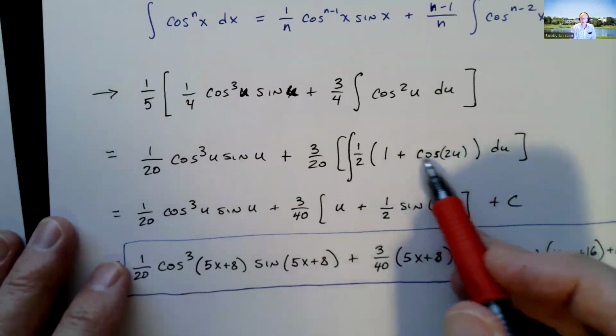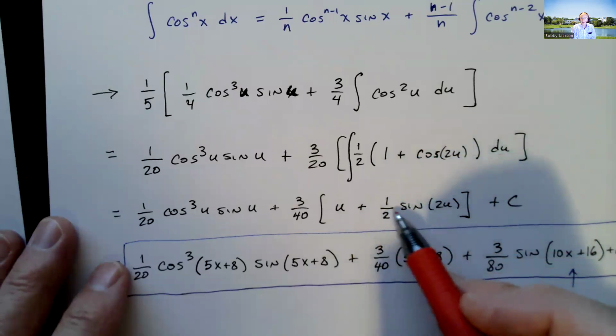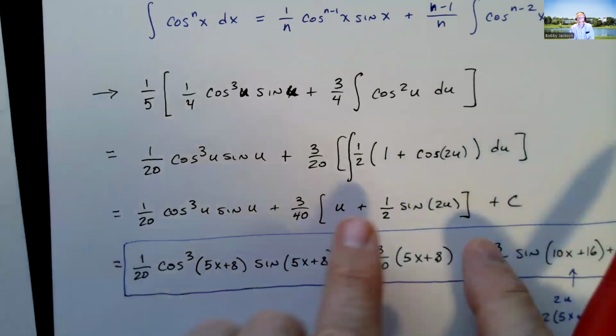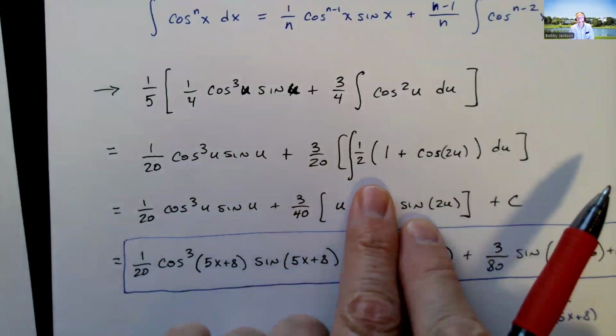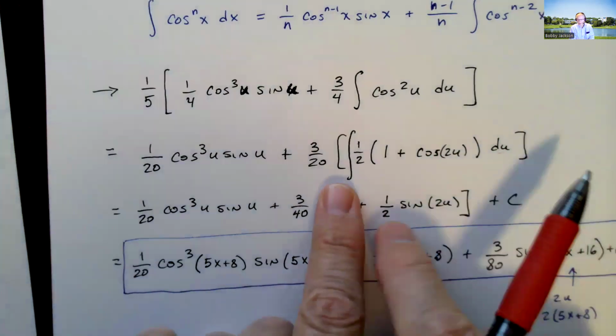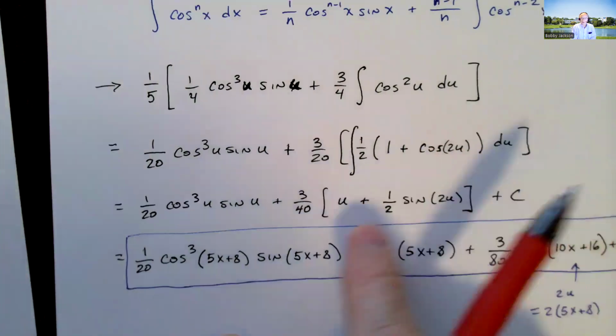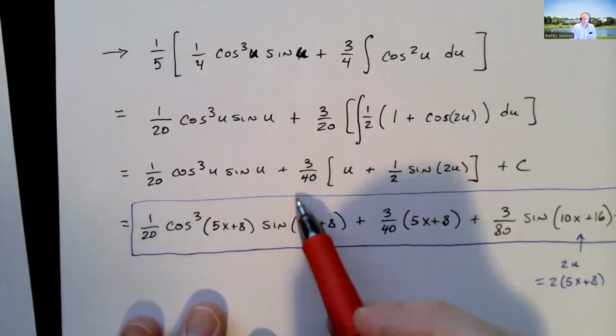The antiderivative of 1, remember our variable's u, is u. And then the antiderivative of cosine of 2u, with a little substitution, is 1/2 sine of 2u. Because if I take the derivative of sine of 2u by the chain rule, I get cosine of 2u times 2, and times the half gives me the coefficient of 1. So there's my antiderivative, and I just clean this up now.